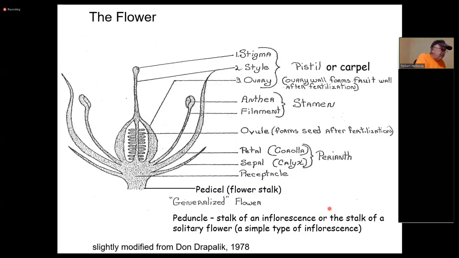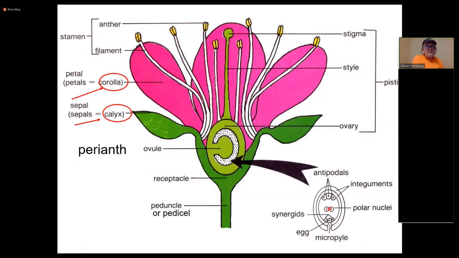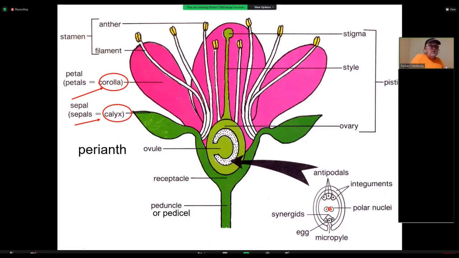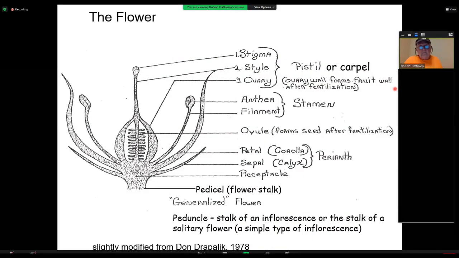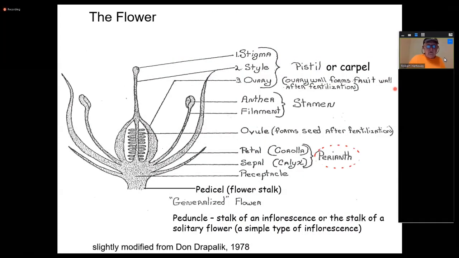Okay, but that's for the future. Now, let's have any questions on these terms. Again, the stamen is the same as a microsporophyll. The pistil is the same as a megasporophyll. Those are synonyms. Now, in this one, I already dealt with the perianth, okay?